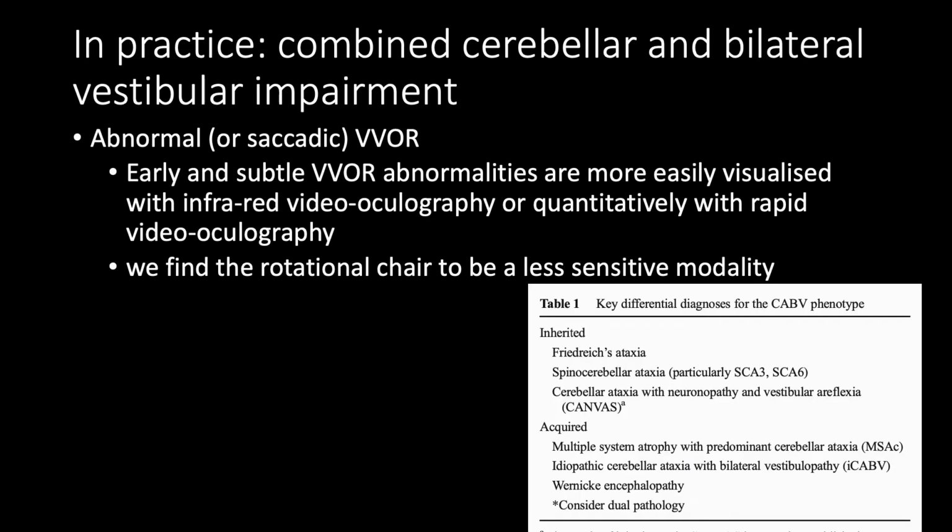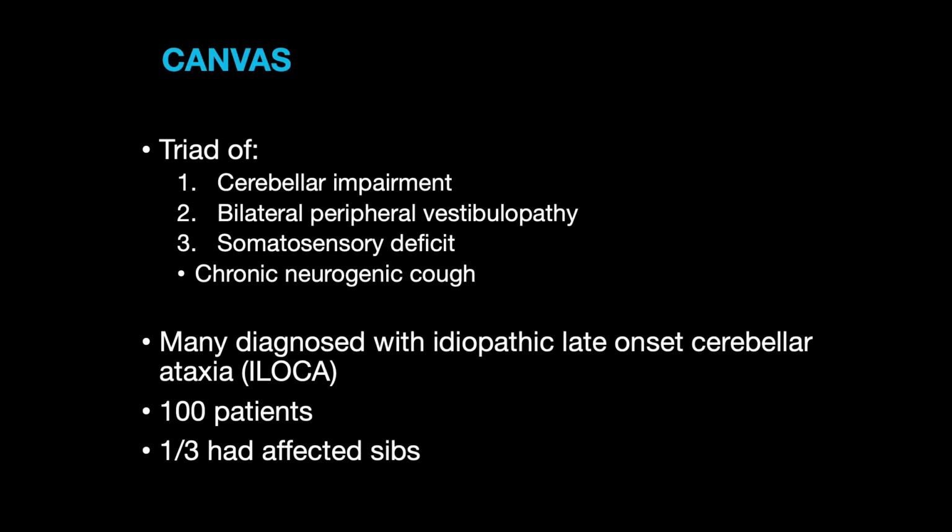Combined cerebellar and bilateral vestibular impairment is, as previously mentioned, best recognized by an abnormal visually enhanced VOR. Early VOR abnormalities are more easily visualized with objective metrics such as infrared video oculography or rapid video oculography. We find the rotational chair to be less sensitive.